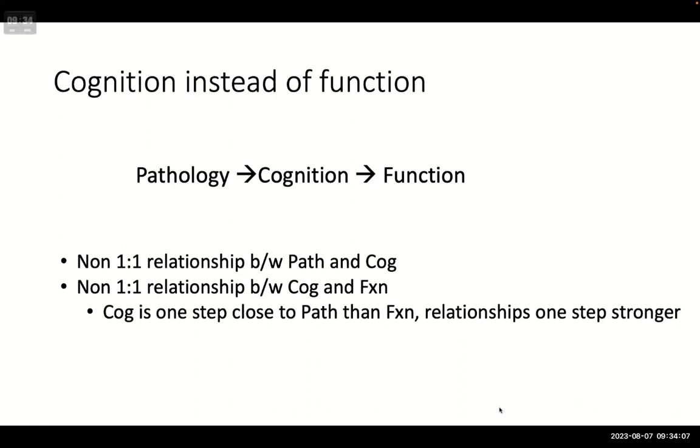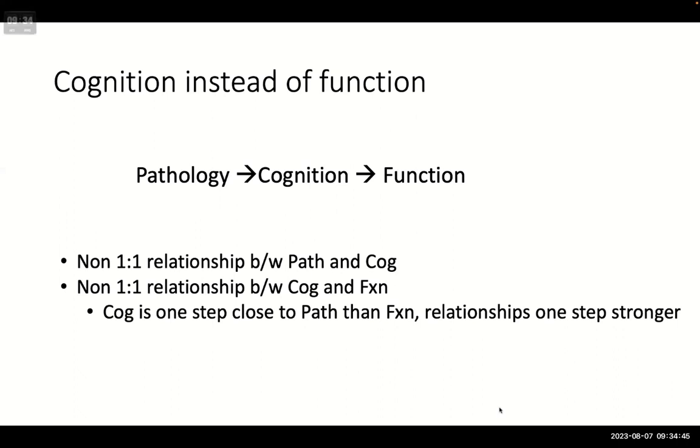So I think the dementia definition talks about function. And I think function is really noisy as a thing to study, as opposed to cognition being a little less noisy or a little bit more tightly linked to what's going on with the brain biology. So there's a non-one-to-one relationship that we've talked about between pathology and cognition, and then a non-one-to-one relationship between cognition and function. And I think that cognition is one step closer to the pathology than function is, and that the relationships therefore are sort of one step closer.